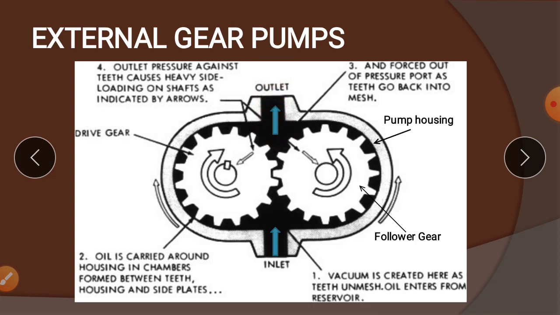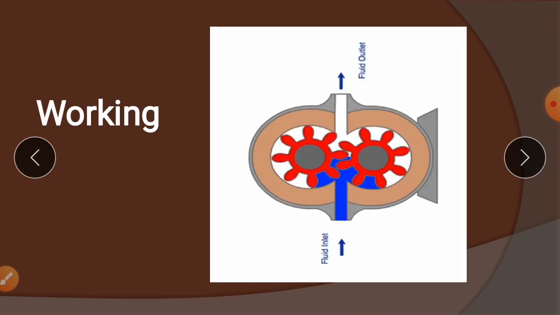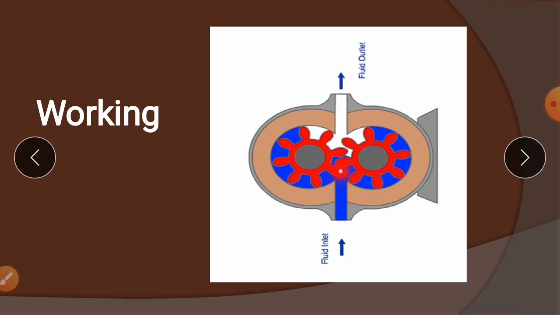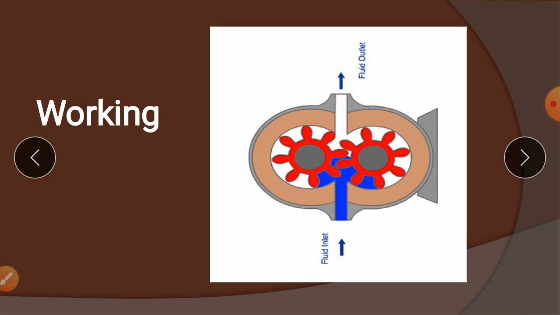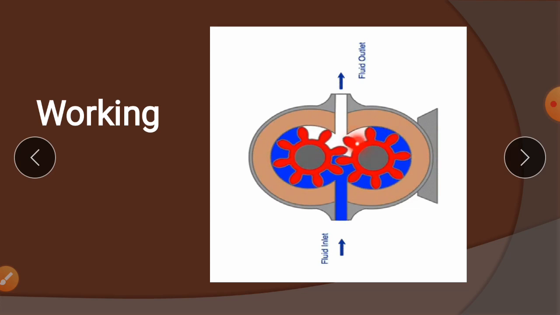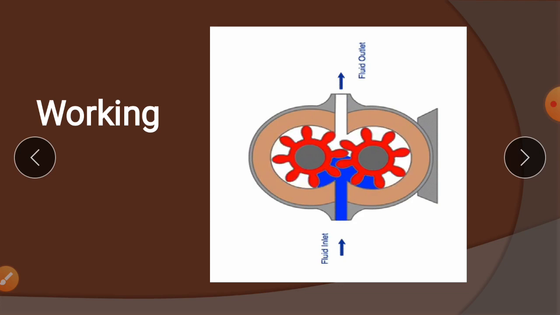So like that, the gear pump works. You can see this working. The liquid is collected here, then trapped, transmitted in this direction, and expelled out. You can see the blue colored liquid, how it is collected and transmitted to the outlet portion with higher pressure. So this is how the gears work in gear pumps.